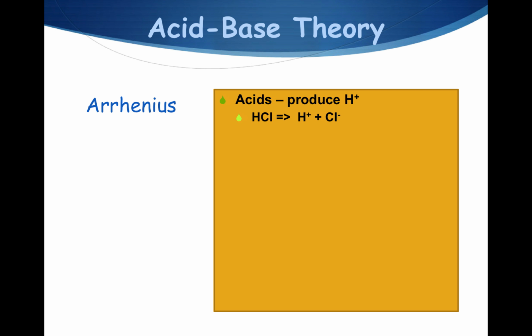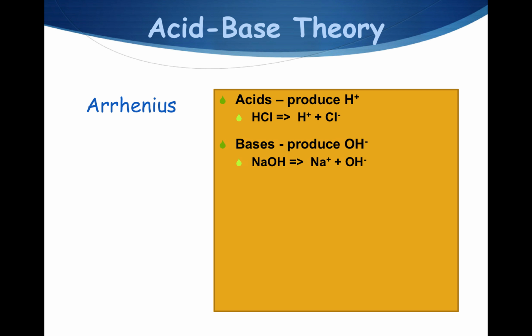According to Arrhenius, an acid is anything that produces hydrogen ion in water. When HCl dissolves in water, it produces that hydrogen ion, characteristic of all Arrhenius acids, and the chloride ion.